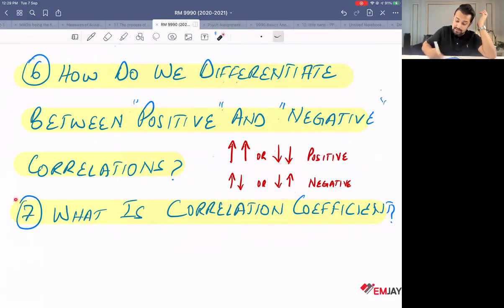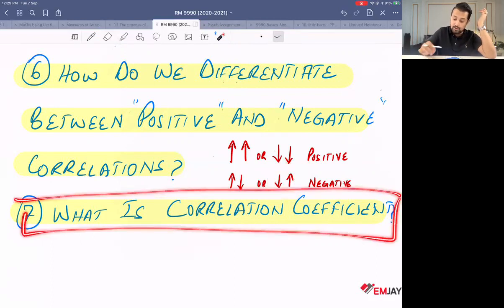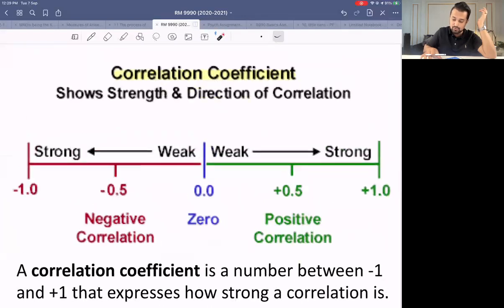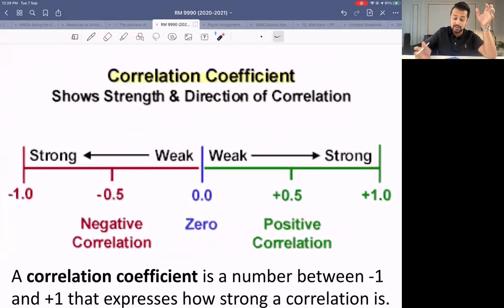Now, what is a correlational coefficient? You know, when you talk about a correlation coefficient, I'd like to use this picture over here to help you understand this in a better manner. You see, over here we have zero. Okay. Now, the more your value, the value that you work through, right?